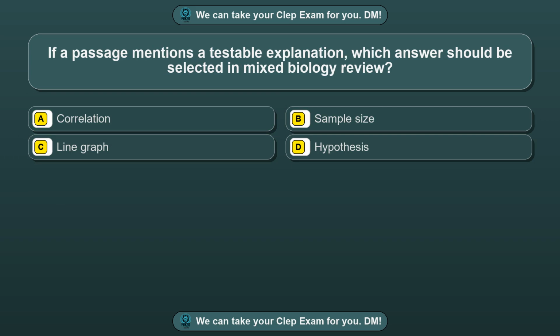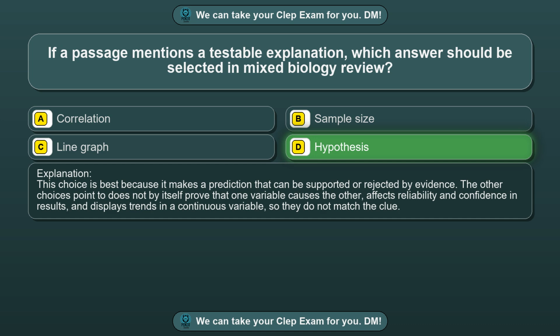Question 74. If a passage mentions a testable explanation, which answer should be selected in mixed biology review? Option A, correlation. Option B, sample size. Option C, line graph. Option D, hypothesis. The correct answer is option D, hypothesis. This choice is best because it makes a prediction that can be supported or rejected by evidence. The other choices point to does not by itself prove that one variable causes the other, affects reliability and confidence in results, and displays trends in a continuous variable, so they do not match the clue.